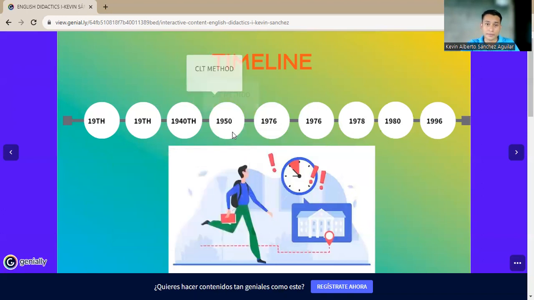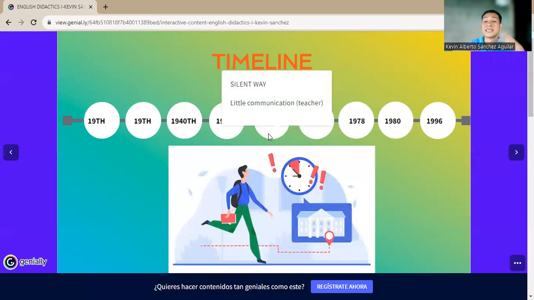After that, we have communication language teaching. And what is it? This method is really important because, like the other methods, it is focused on speaking, right? The students are encouraged to use the target language, and students are not permitted to use the mother tongue in the classroom.